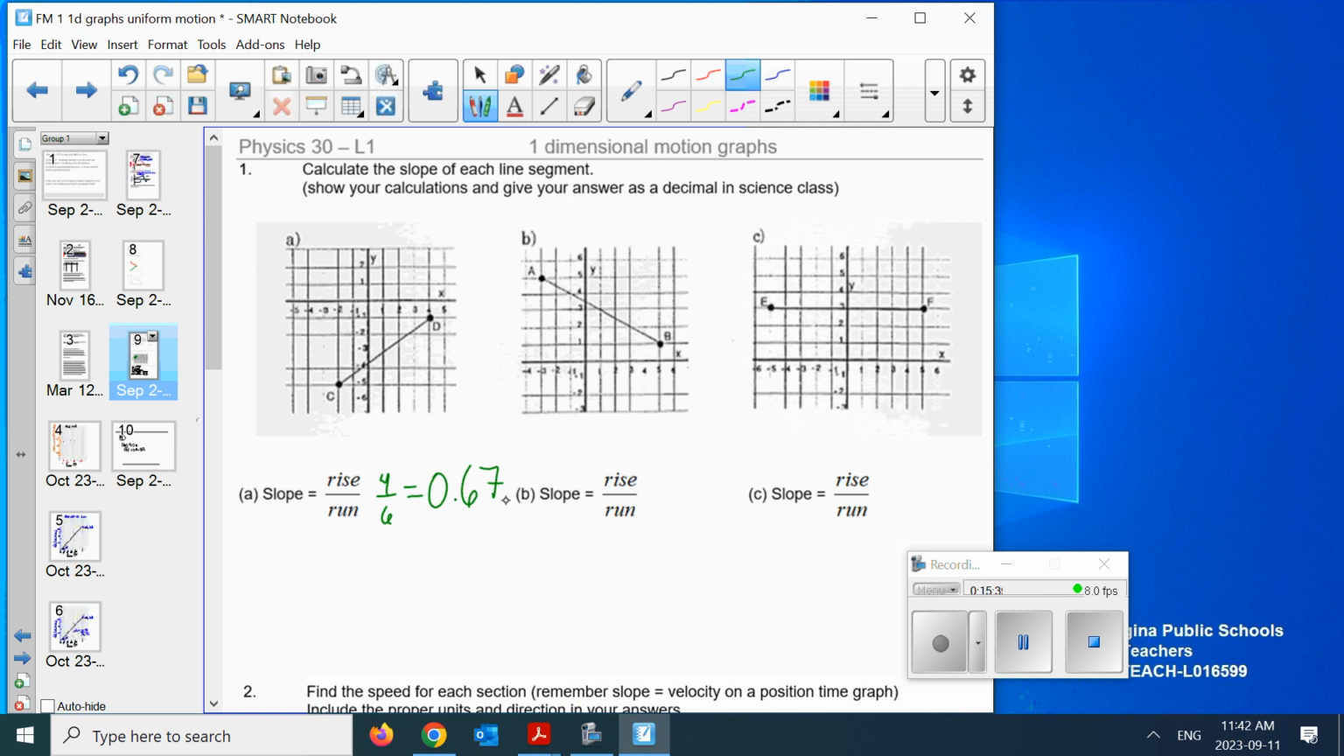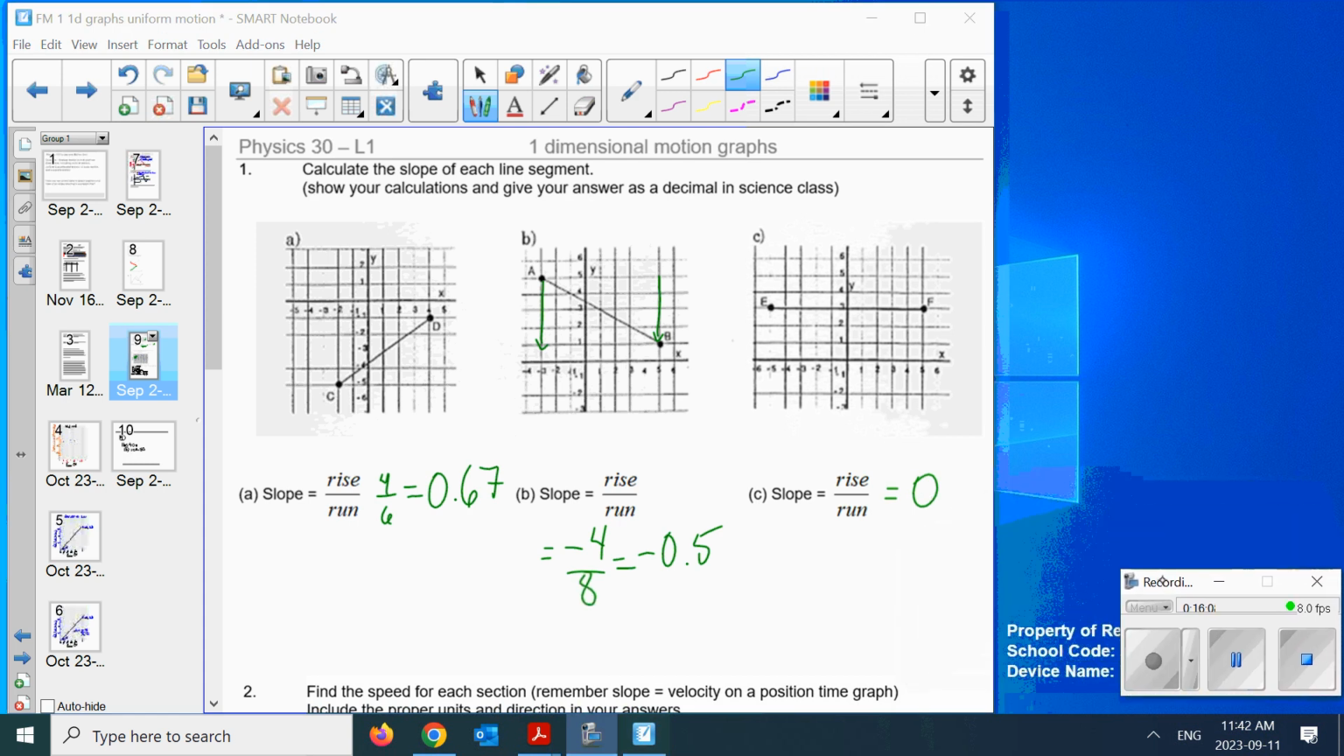But this one, down, whether I go down here or here, either way, it's down 4. If I make a mistake, you guys call me on it. Over 8. Okay, we're good? And this one, no calculation required, 0. Good.